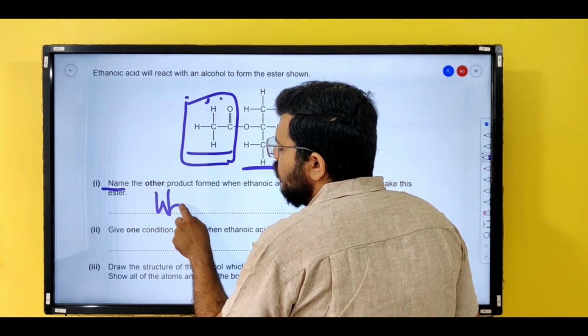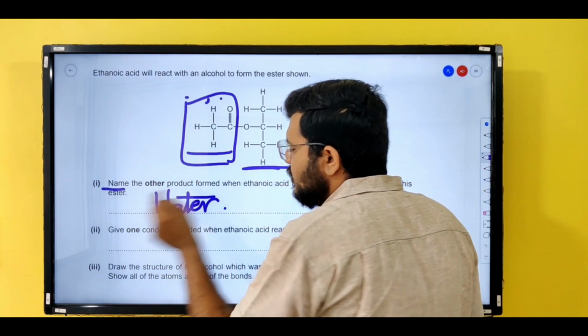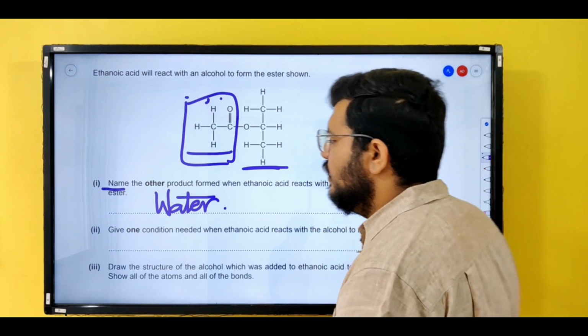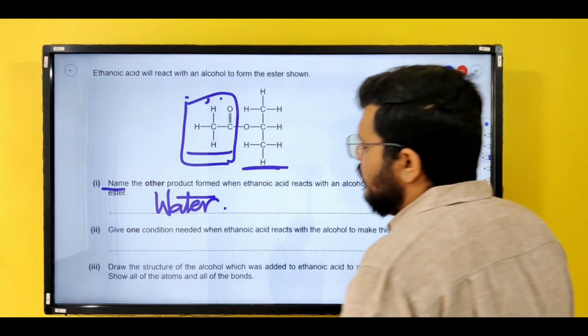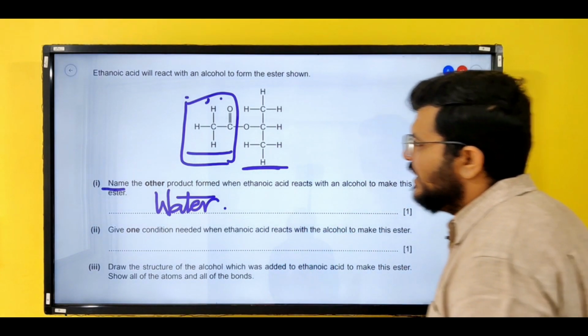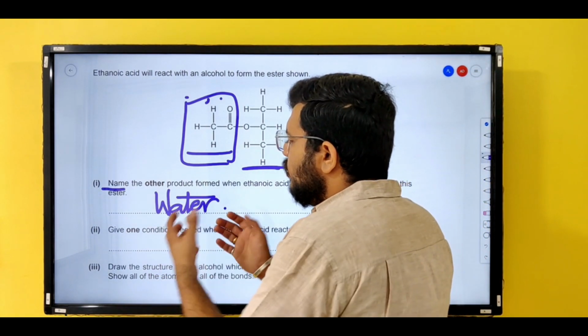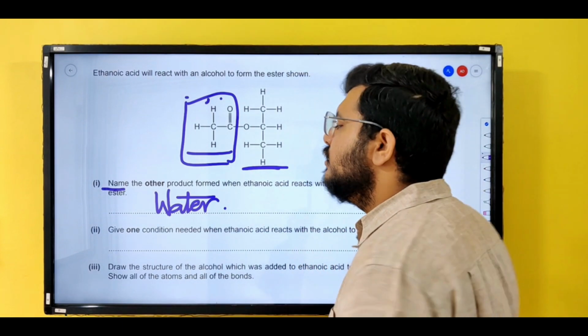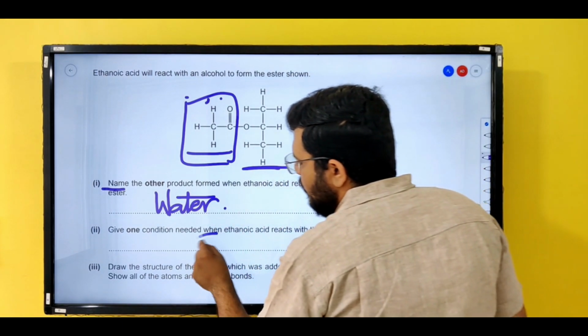So naming is water, writing the formula is H2O. Water is the perfect answer. Give one condition needed when ethanoic acid reacts with the alcohol to make this ester. Now we want to remove water. We must take a dehydrating agent.